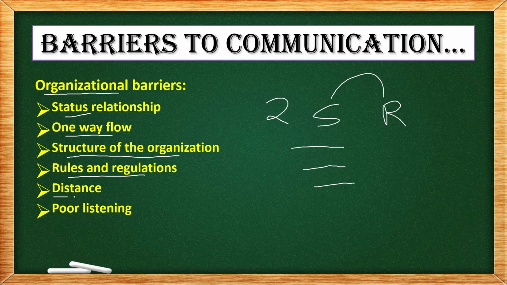Next is distance. Distance we have already discussed. The same thing is there in organizational barrier too. Next is poor listening. I myself is not interested in listening to the speaker. So automatically it will lead to barrier. मैं खुद ही नहीं चाह रही क्या मैसेज कन्वे कर रहा है मुझे सेंडर, तो जिसकी वजह से बैरियर आ जाएगा, हिंड्रेंस आ जाएगी प्रोसेस ऑफ कम्युनिकेशन में.